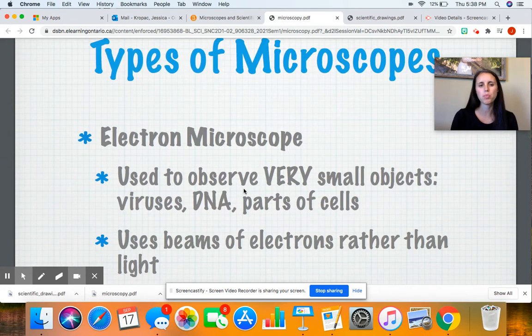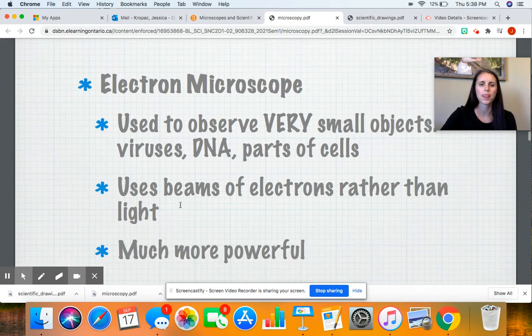Another type of microscope is the electron microscope. It is used to measure very small objects, often objects that are subcellular, so objects that are within the cell. DNA is like very skinny, tiny strands. We're going to talk about it in mitosis a bit. It's within the cell's nucleus. They can also be used to study other parts of the cells and viruses, which are also very small.